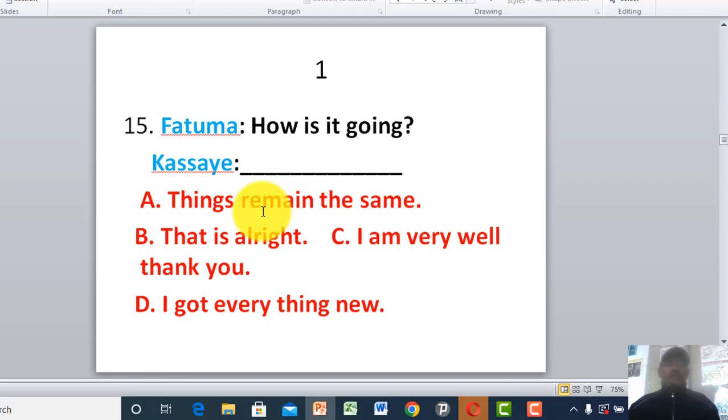I have got a new child. I have bought a new car, a new modern car. Things remain the same. How is everything is not similar with such kind of question, such kind of response. If you want this response here, what's up? Anything new? Things remain the same. Yeah, literally. That's all right. How are they going?